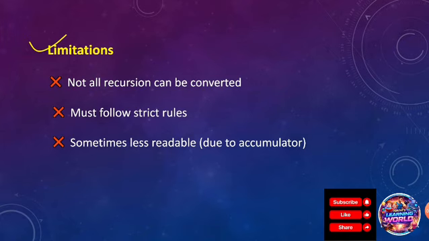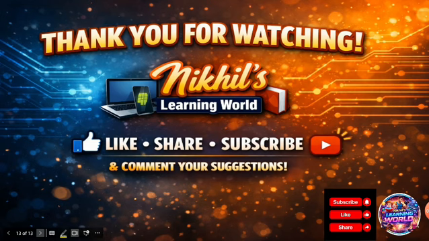As for the limitations, not all recursion can be converted into tail recursion; it must follow a strict rule, and sometimes it is less readable due to the accumulator. So that's all about tail recursion. Hope you understand. Please practice this so you will get a clearer idea.